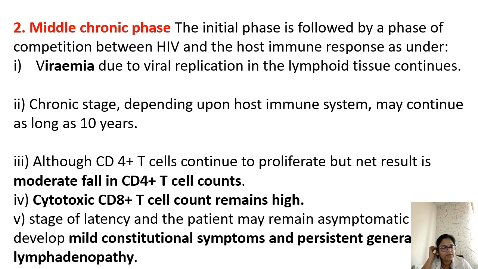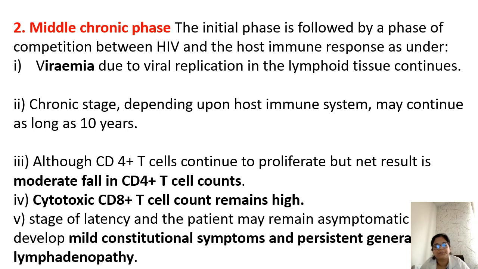Then there is another phase called the middle chronic phase. This initial phase is followed by a phase of competition between HIV and the host immune response. In this phase, there is viremia, which is nothing but virus in the circulation. Viral replication in the lymphoid tissue continues and progresses to a chronic stage depending upon the host immune response. It may continue for as long as 10 years.